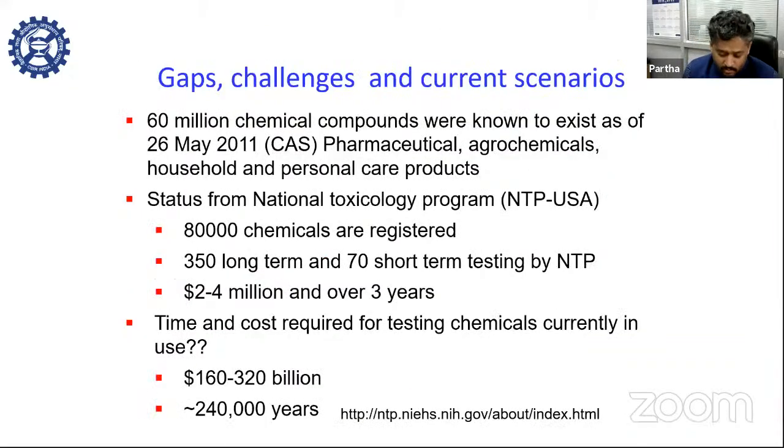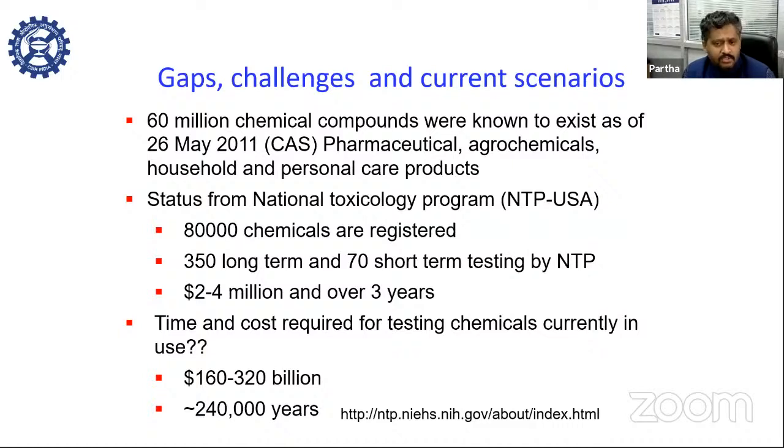So coming back to the topic of replacing experimental animal models. Why do we need that? What is the current gap and what are the challenges in this domain of computational toxicology or toxicological research? This is a somewhat old slide, with the data available so far. There are more than 60 million chemical compounds known so far, listed in the CAS database, used in pharmaceutical, agrochemical, household, and various personal care products.